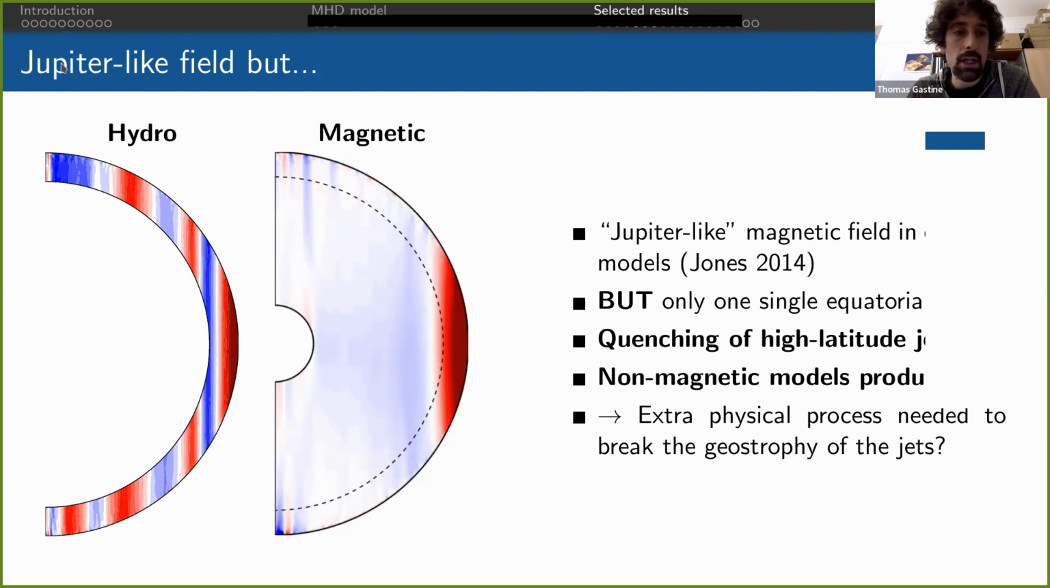On the left here, I show you again a hydro non-magnetic model with the zonal flow profile with the alternated zonal jets. And on the right, I show you the global magnetic model, which incorporates the electrical conductivity variation. And what we see is that we are left with only one prograde jet and all the high latitude structure vanished. So does it mean that there is an extra physical process that is required to be able to get multiple jets at high latitudes?